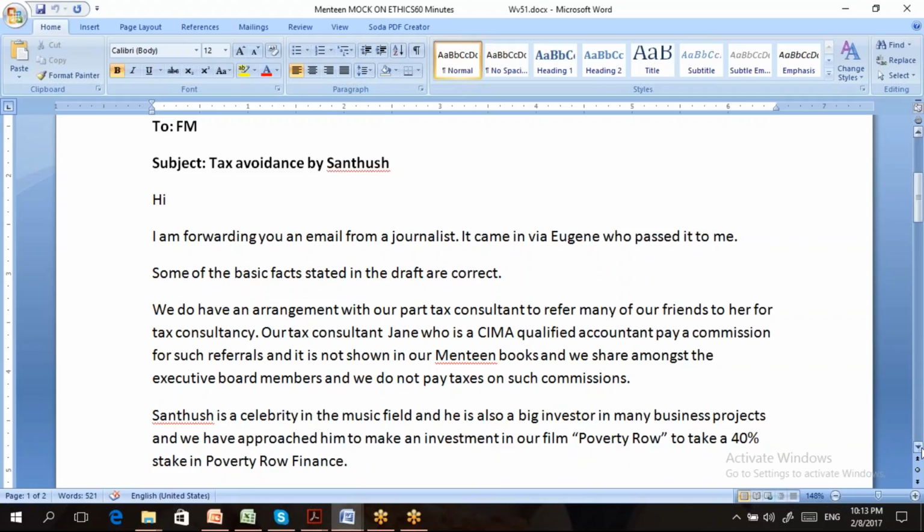Santosh is a celebrity in the music field and he's also a big investor in many business projects, and we have approached him to make an investment in our film Poverty Row, to take a 40% stake in the Poverty Row finance. So remember there was another film in the pipeline, a film called Poverty Row. So we have got a very big man, Santosh, and we have approached him to take the 40%.